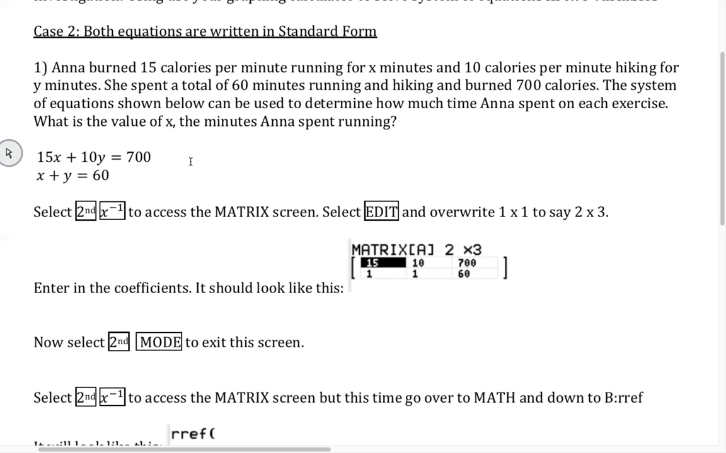So it says Anna burned 15 calories per minute running for X minutes and 10 calories per minute for hiking for Y minutes. So that gives me 15X plus 10Y equals 700. She spent a total of 60 minutes running and hiking and burned 700 calories. Okay. So it says the system of equations shown below can be used to determine how much time Anna spent on each exercise. What is the value of X, the minutes Anna spent running?